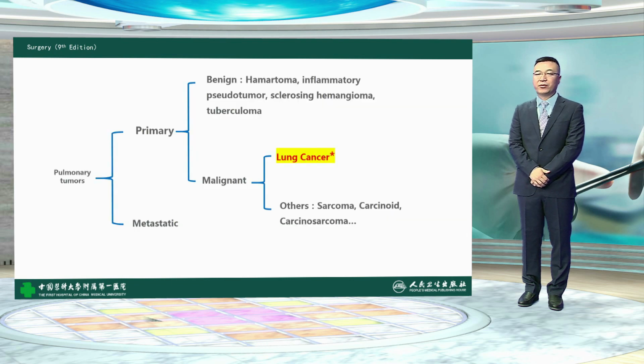Pulmonary tumors can be primary and metastatic. Primary lung tumors are classified as benign and malignant. Common benign lung tumors include hamartoma, inflammatory pseudotumor, etc. Malignant lung tumors mainly include lung cancer, sarcoma, carcinoid, etc. In this lesson, we will talk about primary lung cancer.